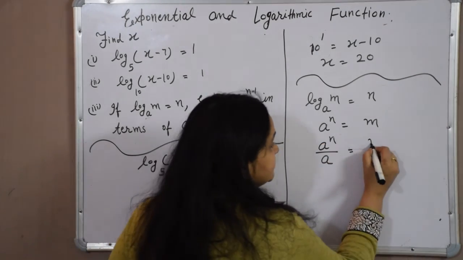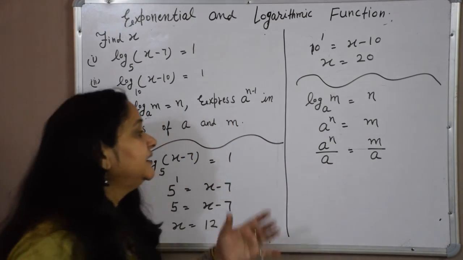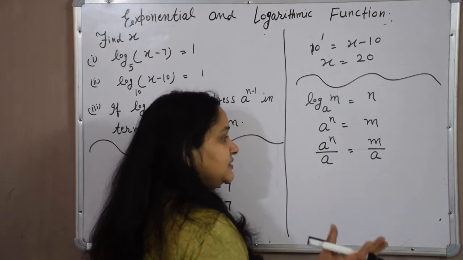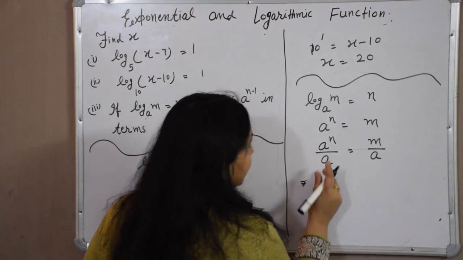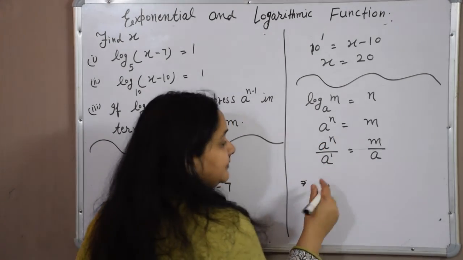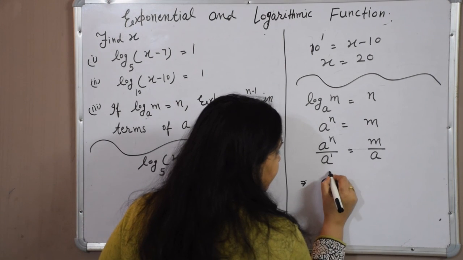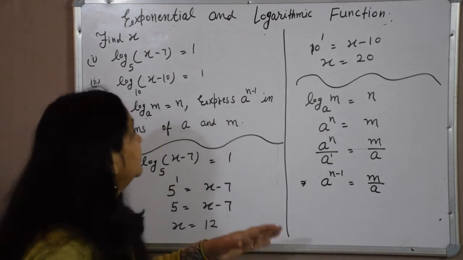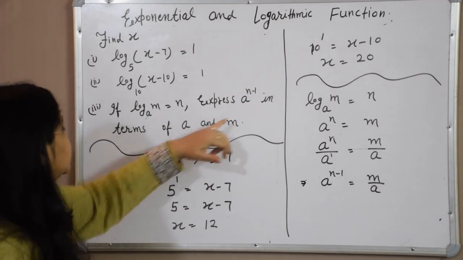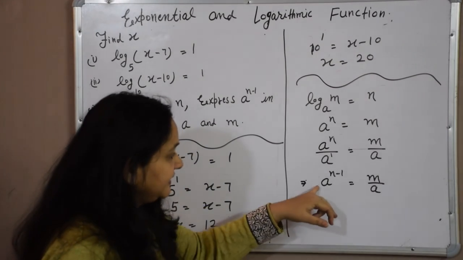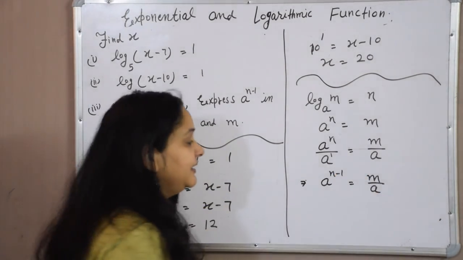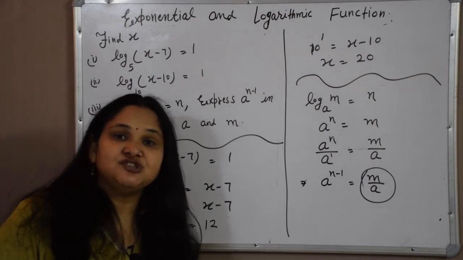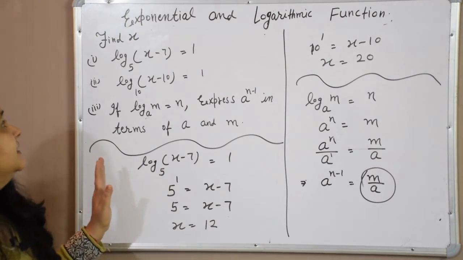Whenever we divide the left hand side, we have to divide the right hand side too, because we can't change the quantities by our own wish. When both sides are divided, it is okay, because it will have the same value. Here a has no written power, which means it has power 1, so we can write a raised to power n minus 1 is equal to m by a. So we have expressed a raised to power n minus 1 in terms of a and m, and that is the way we can use exponential form in logarithms and logarithms in the form of exponentials.